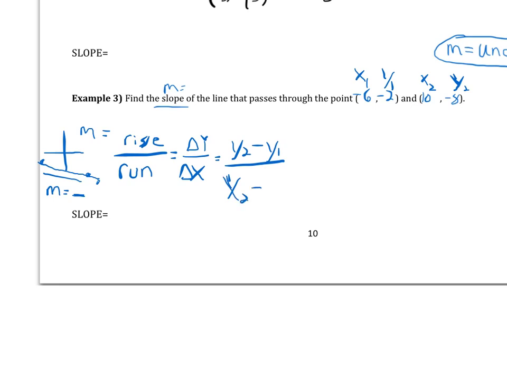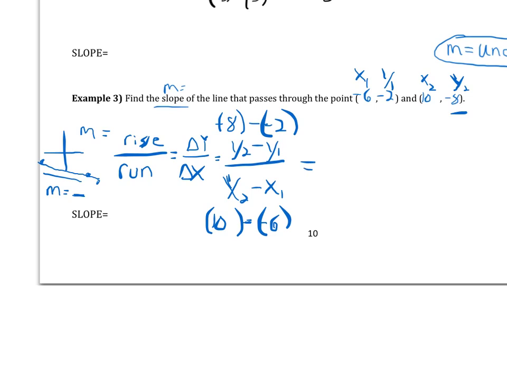x2 minus x1. Alright, again, I'm going to write these above. That way I can see exactly what I'm plugging in. Okay, don't forget that minus sign in between. Alright, so y2 I have here is -8. Okay, again, your guys' work should be a lot neater than mine. And then y1 is -2. Okay, x2 was 10, and x1 is -6.